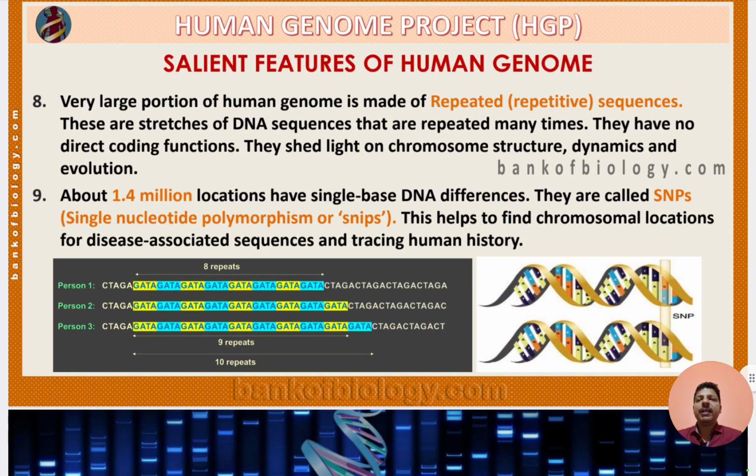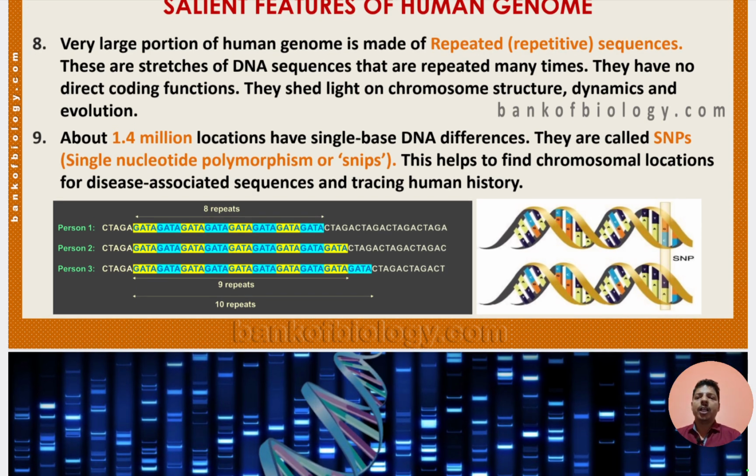Next, a very large portion of the human genome is made up of repeated sequences. These are stretches of DNA sequences that are repeated many times. They have no direct coding function. They shed light on chromosome structure, dynamics and evolution. About 1.4 million locations have single base DNA differences. They are called single nucleotide polymorphisms, or SNPs. This helps to find chromosomal locations for disease-associated sequences and tracing human history.